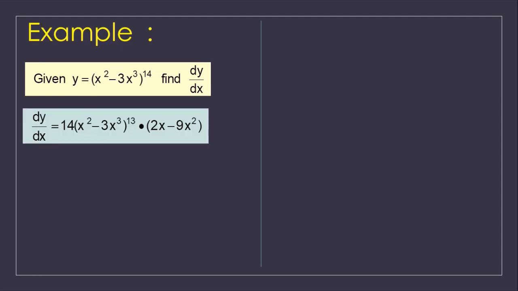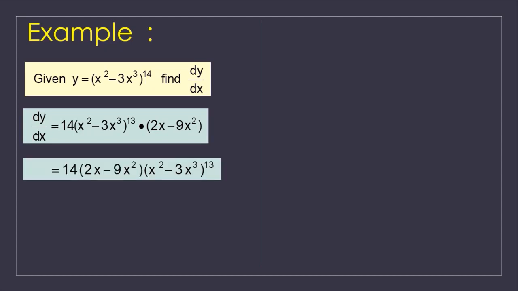Differentiate power 14. Bring 14 to the front and then 14 minus 1. So we get 14 multiply x square minus 3x cubed power 13. Multiply by differentiate the equation inside bracket. Differentiate x square, we get 2x minus differentiate 3x cubed 9x square. As for the final answer, combine.